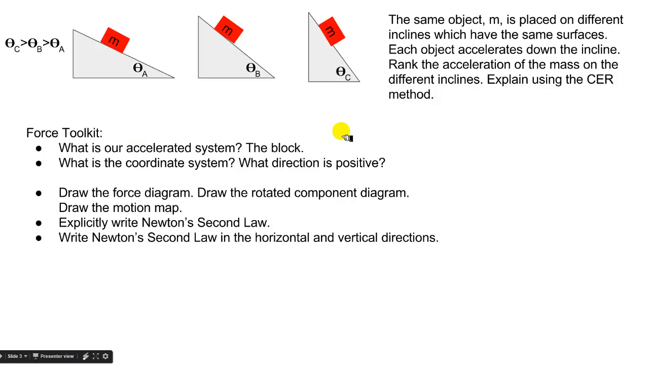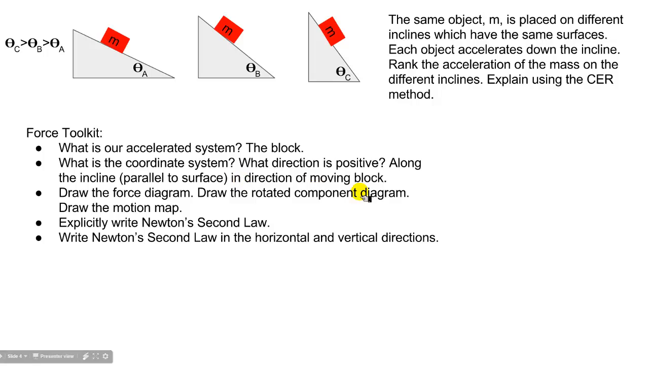Our first question is, what is our accelerated system? It's the block. The coordinate system is along the incline in the positive direction. We'll say down, in the direction of the moving block. The force diagram looks like that. The normal force is perpendicular to the incline, the kinetic frictional force is parallel to the incline, opposite the direction of motion, and the force due to gravity is straight down. When we rotate the force diagram, it looks like that, so that the normal force is straight up.